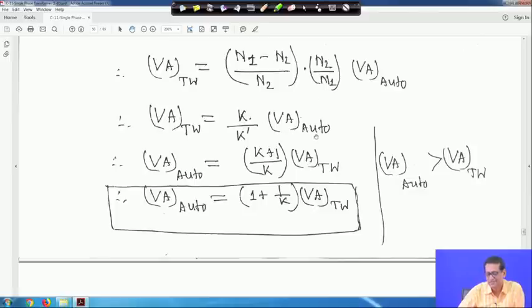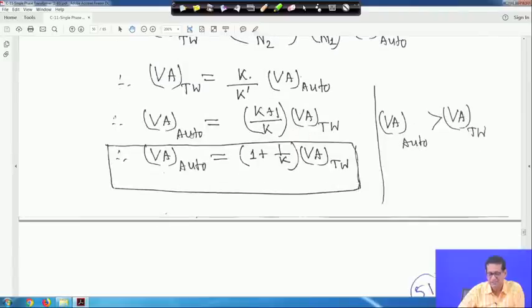So, it is K upon K dash, VA auto, or you can write VA auto is equal to K dash. We have seen earlier K dash is equal to K plus 1, cross multiply, and put K dash is equal to K plus 1. So, VA auto will be K plus 1 upon K into VA two winding transformer, or VA auto will be 1 plus K times VA two winding transformer.